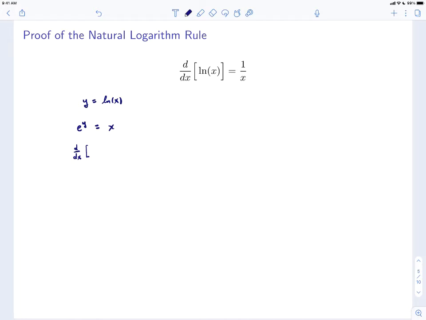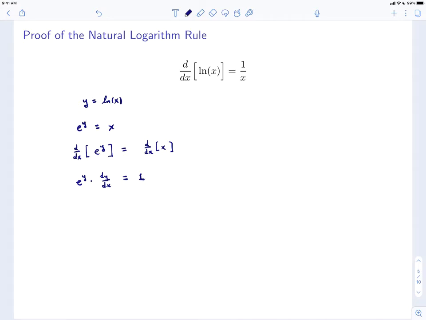On the left we have the derivative with respect to x of e to the y, and on the right we have the derivative with respect to x of just x. Well, now we have the derivative of an exponential, and we know how to compute that. The derivative of e to a thing is e to that thing again, but now we have to multiply by the derivative of whatever was in the exponent. On the right, we just have the derivative of x with respect to x, so that's just 1.